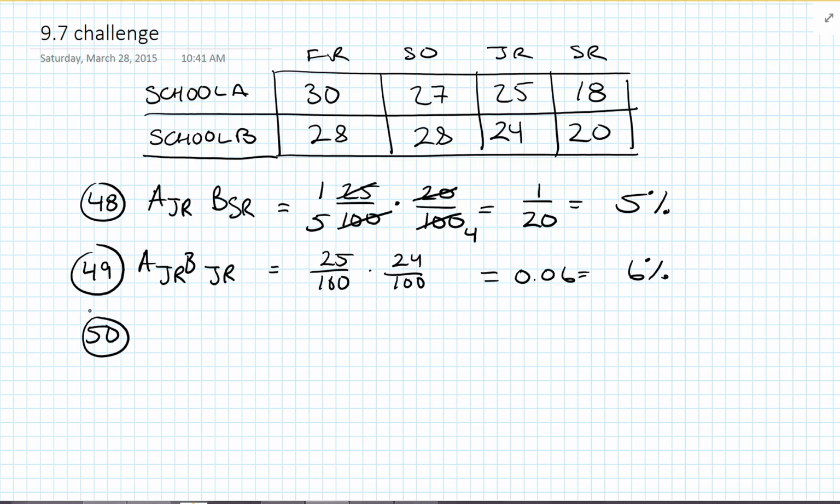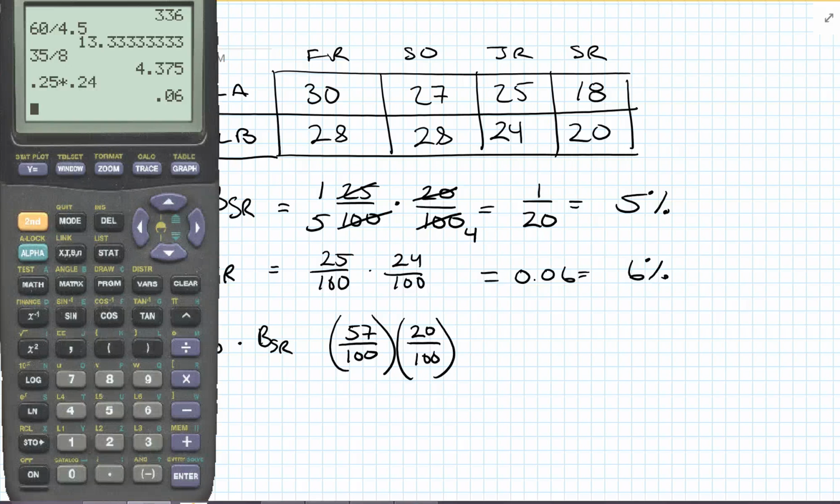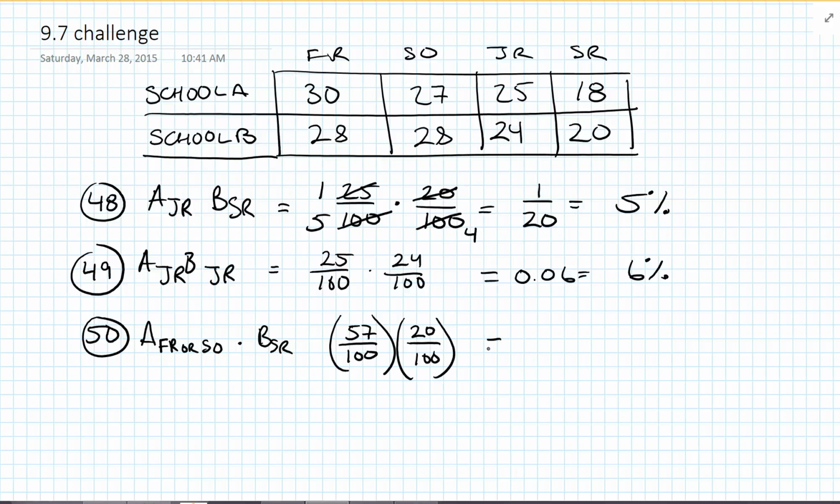So look at number 50. A freshman or sophomore from A and a senior from B. So a freshman or sophomore would be 57. You just add those, right? And a senior at B would be 20 over 100. So again, handy dandy calculator, 57 times 0.2 equals, so it would be an 11.4% chance. Pretty easy.